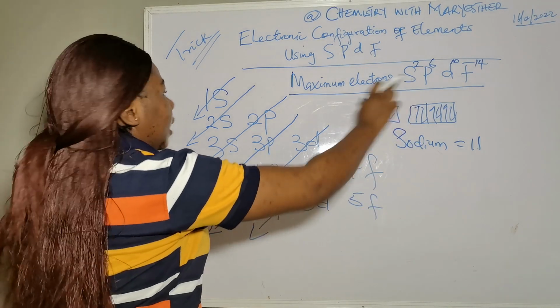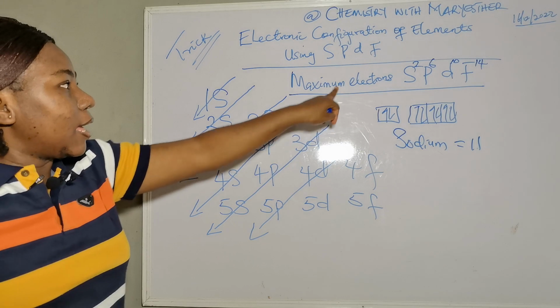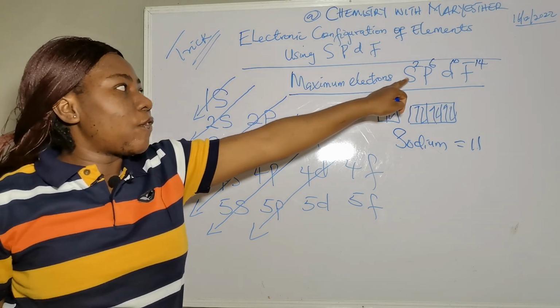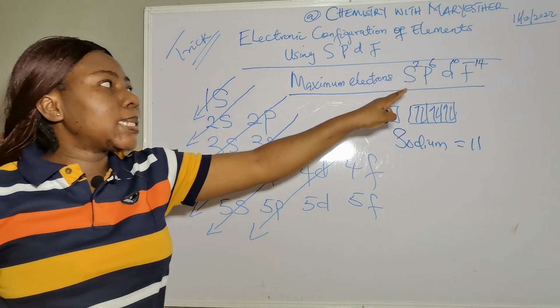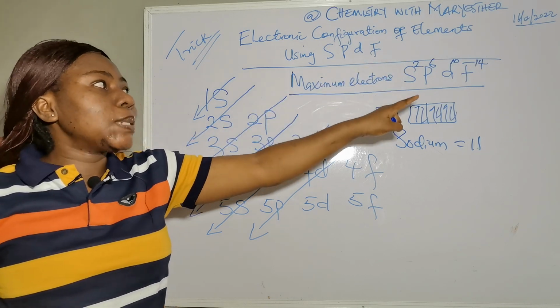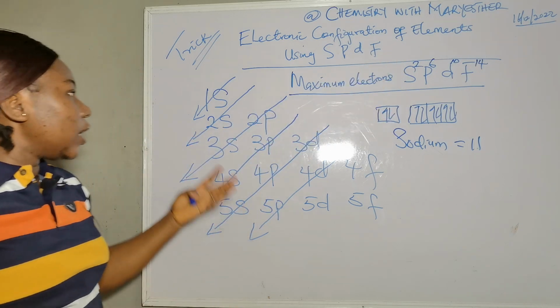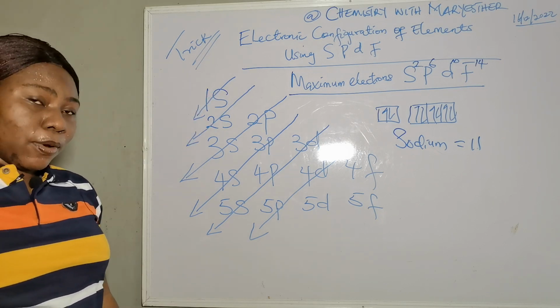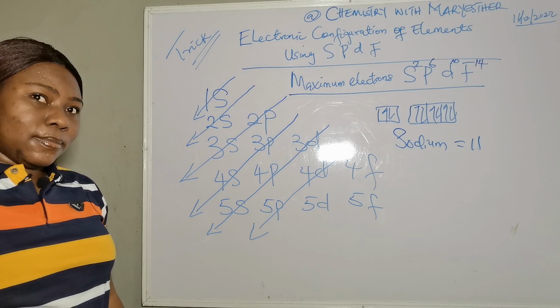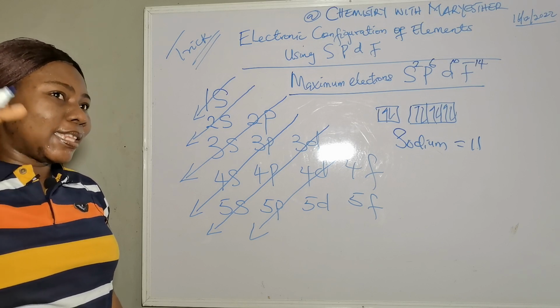So after filling the first one, remember the maximum number of electrons for S is 2. Maximum for P is 6. Maximum for D is 10. Maximum for F is 14. So when you get to a particular level, don't put more than the maximum.